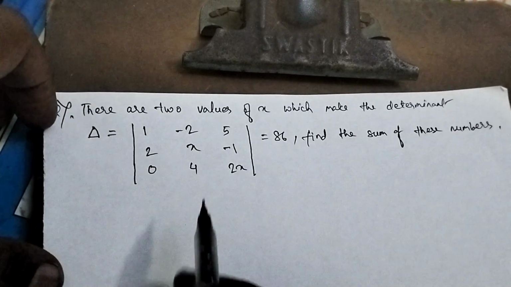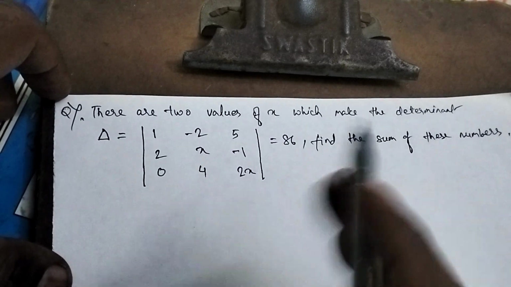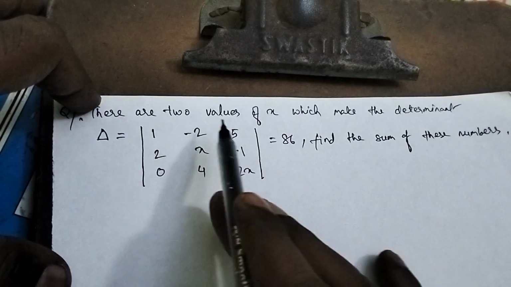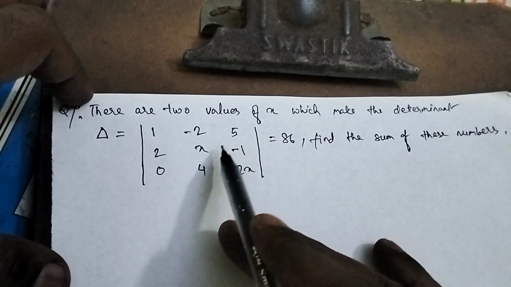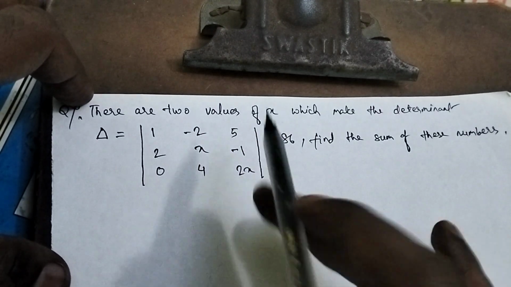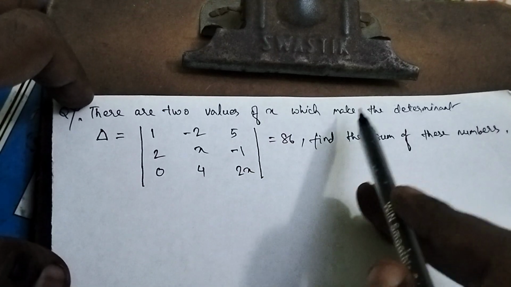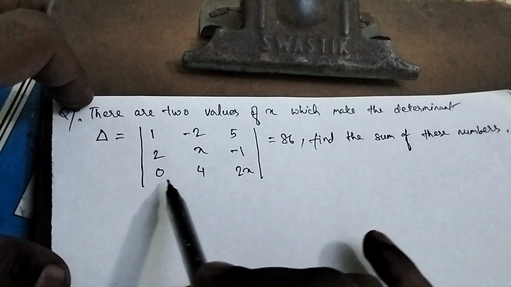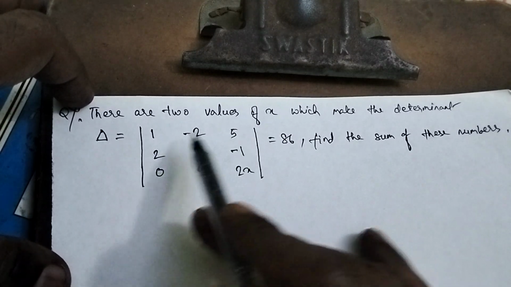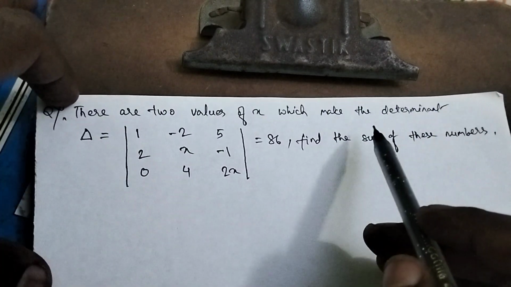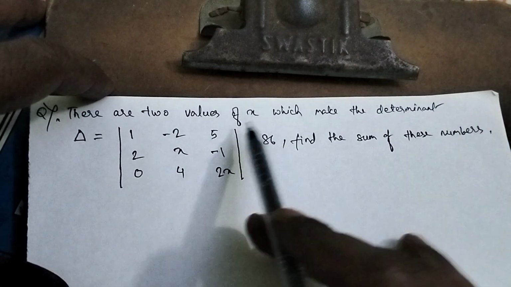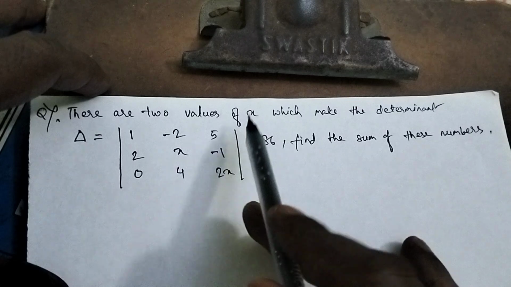In this video I have brought this sum for you all. Look at the question very carefully. There are two values of x which make the determinant equal to 86. So find the sum of these numbers. Find the sum. So we have to find the value of these two values of x.